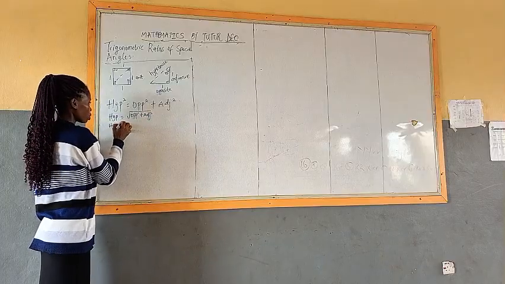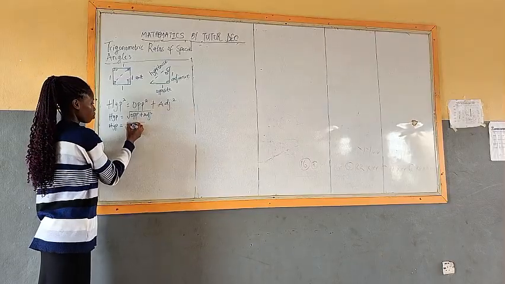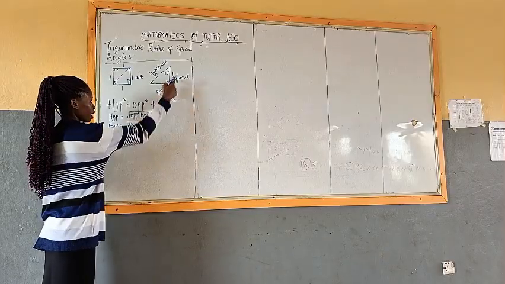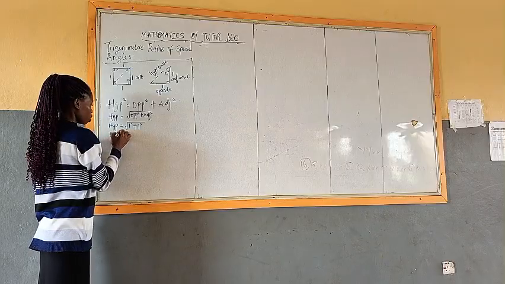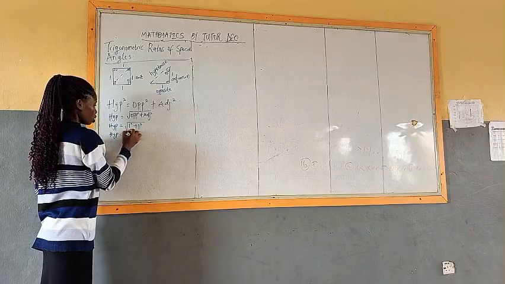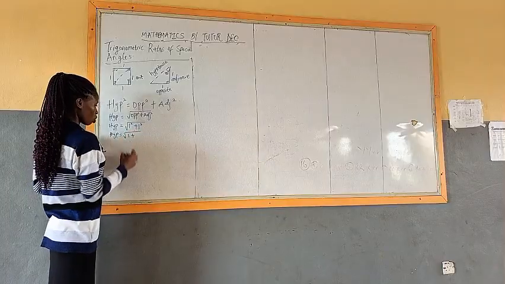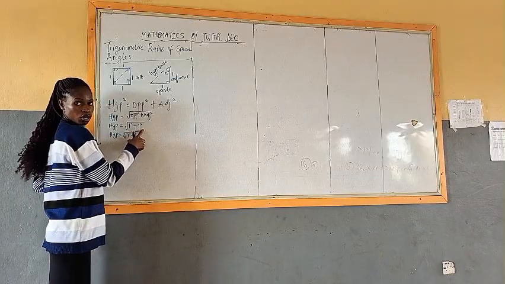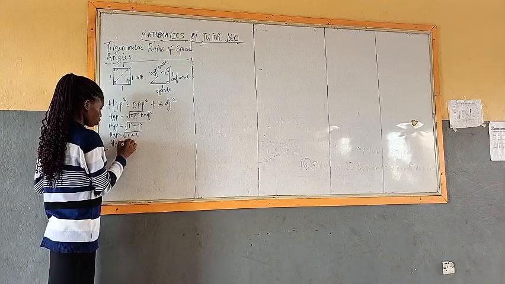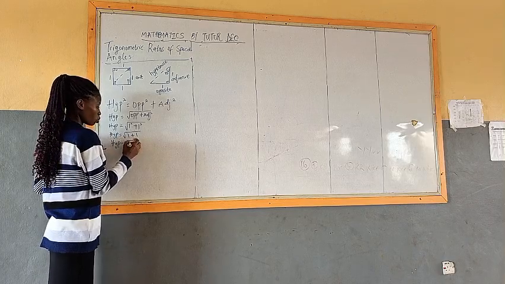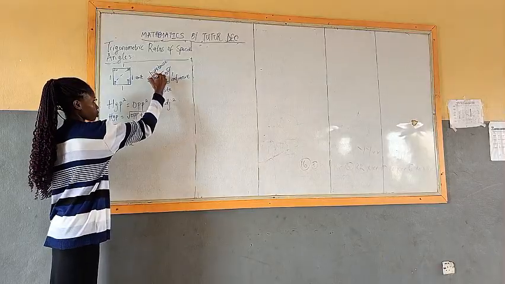This becomes, our opposite is 1, so we have 1 square plus our adjacent is also 1 square. Hypotenuse equals the root of 1 square is 1, so we have it here, plus 1 square again is 1. Hypotenuse equals root of 1 plus 1 is 2, so we have root 2 here.